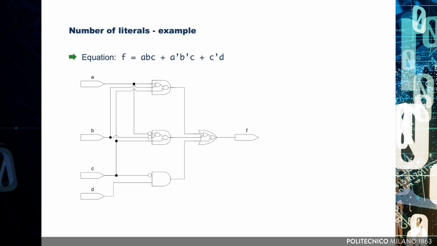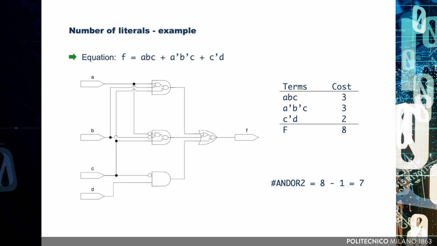Here's an example. The slide shows a logic expression and the corresponding circuit. It also illustrates, for each generic N-input gate, the number of equivalent 2-input gates required to implement it. We count the 2-input gates and obtain a total of 7. Now, let's count the literals in the expression. We find 8. So, 8 minus 1 equals 7. As you can see, the calculation checks out.